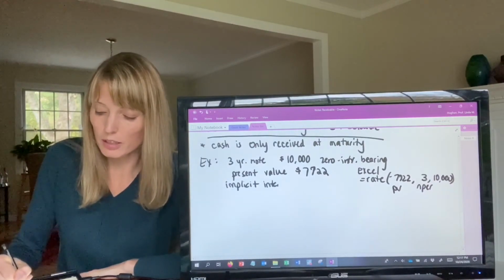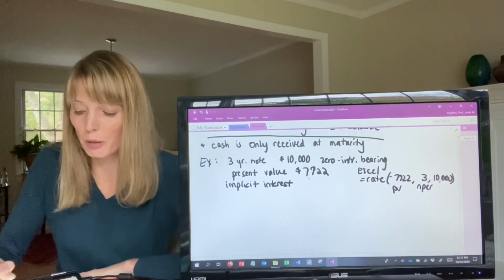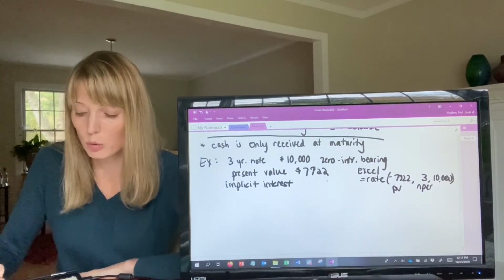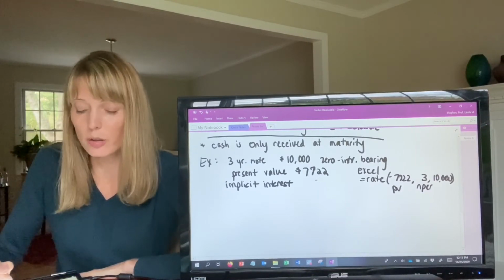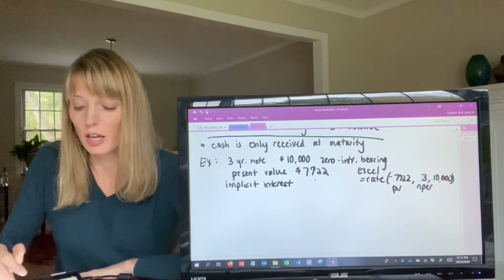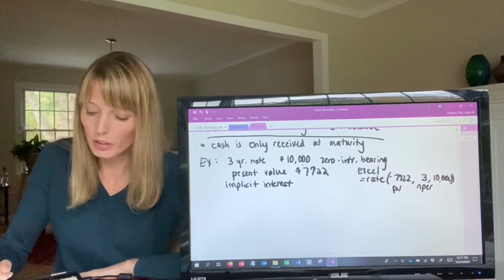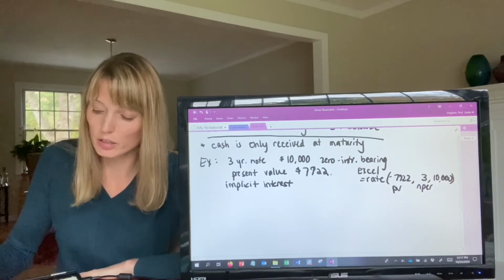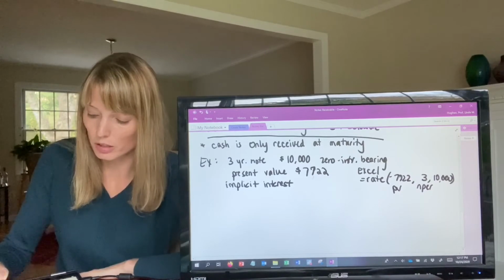Implicit because this might not be advertised to the borrower or to the customer who's buying goods that are today worth $77.22. The customer might not even know this is what the goods are worth today. All they know is I can get these goods or services, and in 3 years' time, I need to pay $10,000. The implicit interest rate built into this, when we solved it in Excel, is going to come up to be 9%.